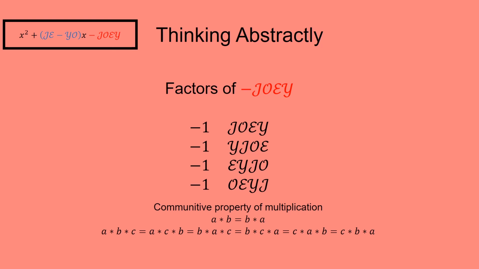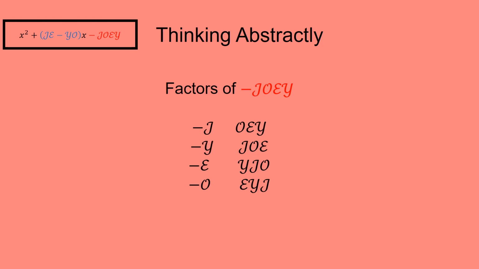Now, I know negative 1 times JOEY isn't my answer for B, and so why don't we move one of the letters to the left side and multiply it by negative 1? So we could bring the J over, we could bring the Y over, we could bring the E over, we can bring the O over. And if you check quickly, if you add these values together, any of these pairs, we still don't get our answer B. So why don't we look at maybe 2 values on the left side?